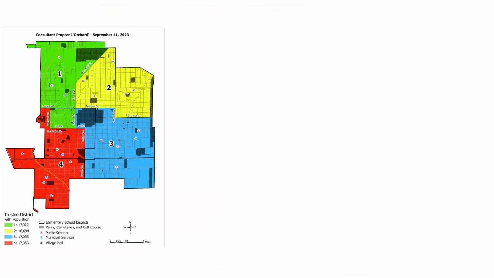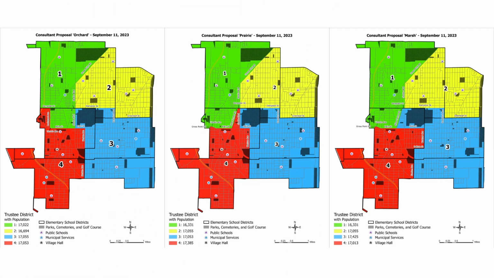All three maps, I think, are intuitively understandable and consistent with the way people would regard communities within Skokie itself.